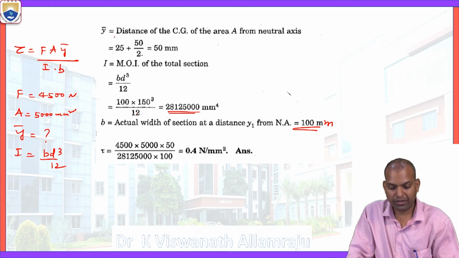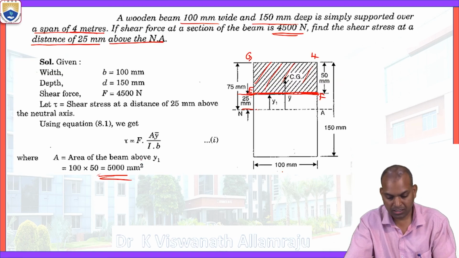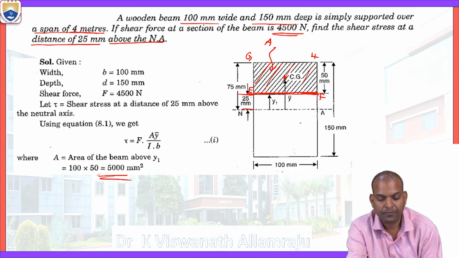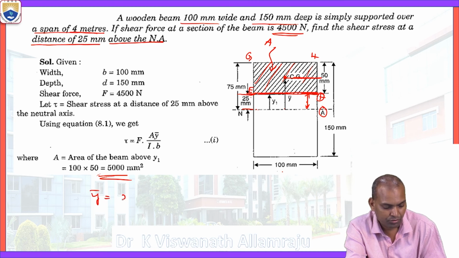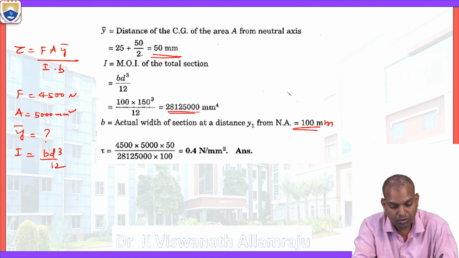Now ȳ, how to get it? Ȳ is the distance of the center of gravity of the area A from the neutral axis. This hatched area is the area we consider now. We need the distance from that area's centroid to the neutral axis. Up to EF is 25 millimeters, plus 50 by 2. So ȳ equals 25 plus 50 by 2, that is 50 millimeters. I equals 28125000 mm to the power 4.